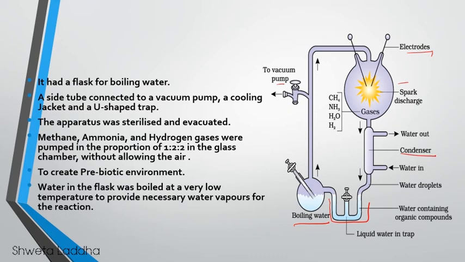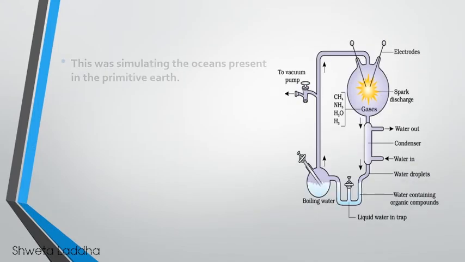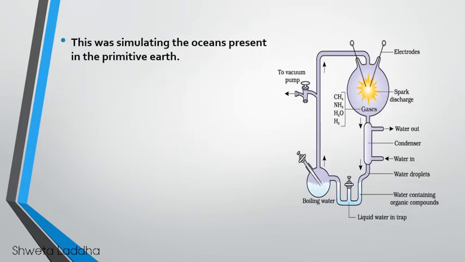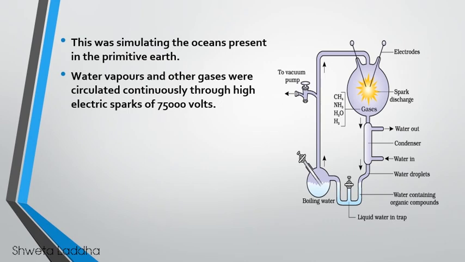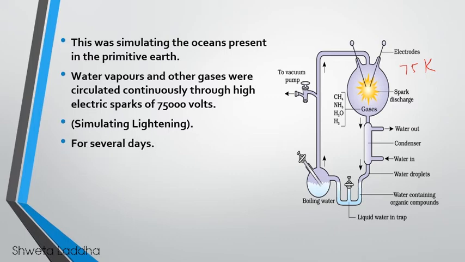Water in the flask was boiled. So here the water is boiled at a very low temperature to provide necessary water vapors for the reactions, and these water vapors pass through this tube. This was simulating the oceans present in the primitive Earth. Water vapors and other gases were circulated continuously through high electric sparks of 75,000 volts. So here the voltage provided was 75,000 volts. It was simulating the effect of the lightnings that occurred during those periods, and it was carried out for several days.